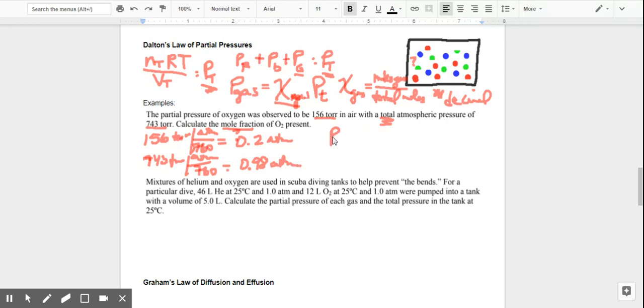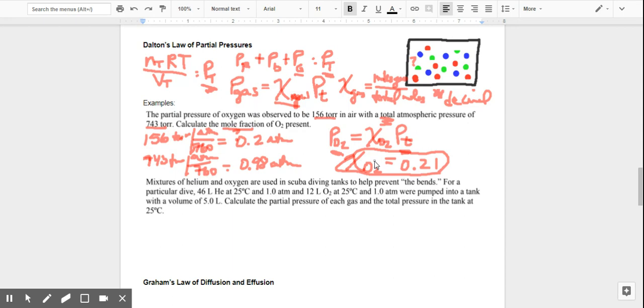Now we're going to stick it into our equation. So the pressure of O2 is equal to the mole fraction of O2 times my total pressure. My 0.98 atm is going to go in for total pressure. My 0.2 atm is going to go in for my pressure of O2. And then I just have to simply divide to figure out my mole fraction. And that mole fraction ends up being 0.21.